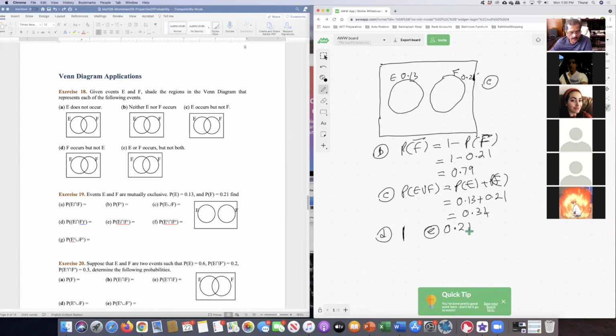Wait, I'm sorry. Letter D is 0.21 or 0.13? Letter D is 1. I said letter E. Letter E is probability of E. I'm sorry, yeah. Isn't it 0.13, right? Yeah, 0.13. Sorry about that. Part E is E intersection F complement. That's same as E because there's nothing shared by E and F. So everything outside of F is, E is inside, outside of F. So E intersection F complement is same as E, therefore probability of that is same as probability of E, which is 0.13.